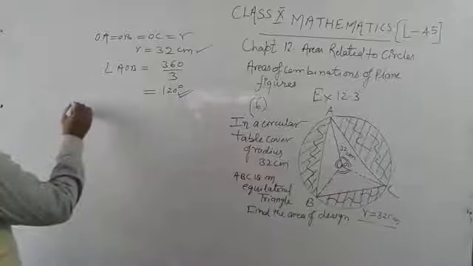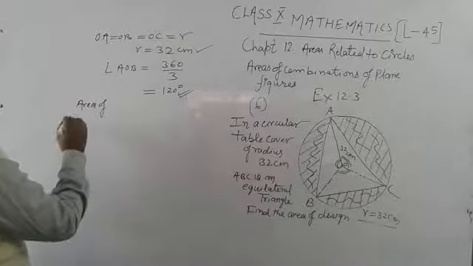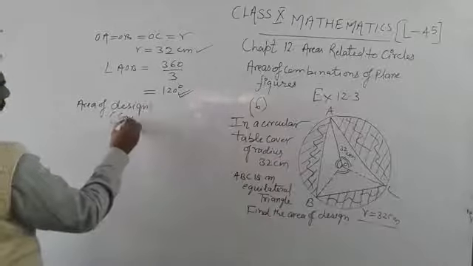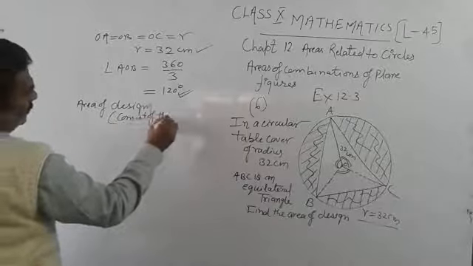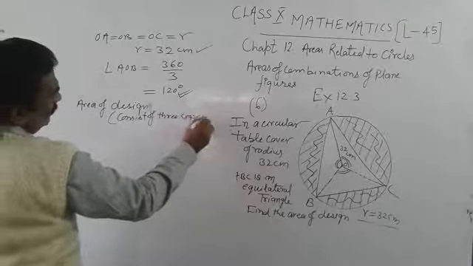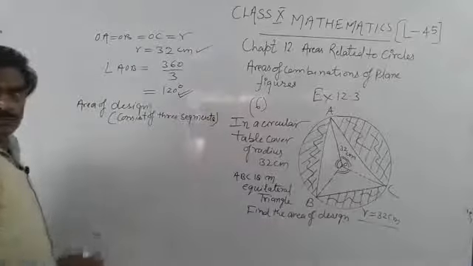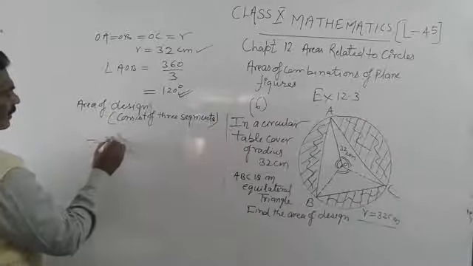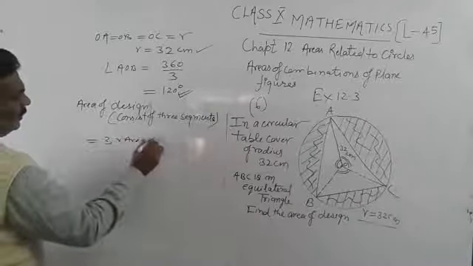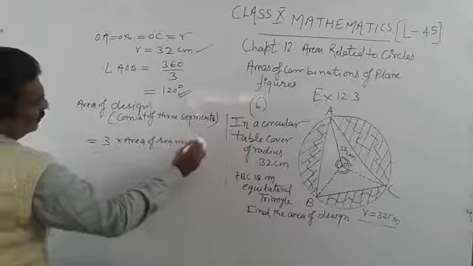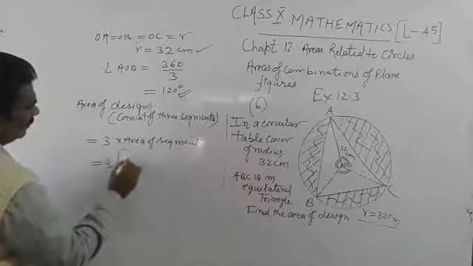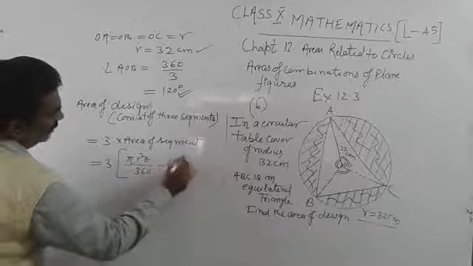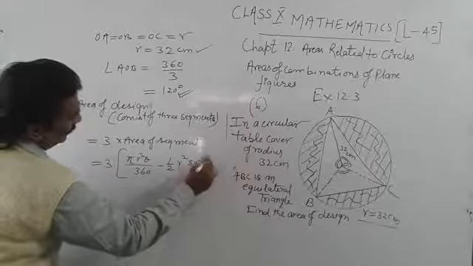So now students, we can write area of design. You know, design consists of three segments. So students, we can use formula 3 into area of segment, which is equal to 3 multiplied under bracket pi r square theta upon 360 minus 1 upon 2 r square into sin theta.